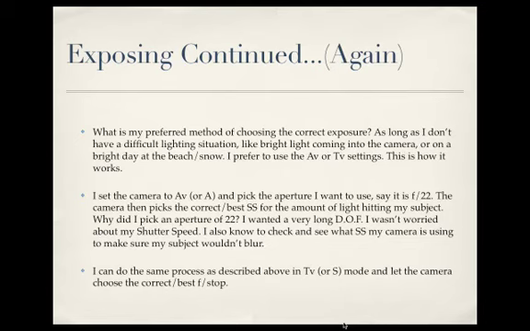What's my preferred method for choosing a correct exposure? As long as I don't have a difficult lighting situation like bright light coming into the camera, or I'm at the beach or some snow where a lot of light is reflecting back up, I prefer to use the AV or TV settings. Yours might say S or A, or you might just have the shutter setting or the aperture setting, and this is basically how it works. I set the camera to A or AV depending on your camera, and I pick the aperture I want to use. I'm going to say it's 22 today. And then the camera picks the correct or best shutter speed for the amount of light that's hitting my subject at that time. Why did I pick 22? Because I wanted a long depth of field. I didn't care about my shutter speed.